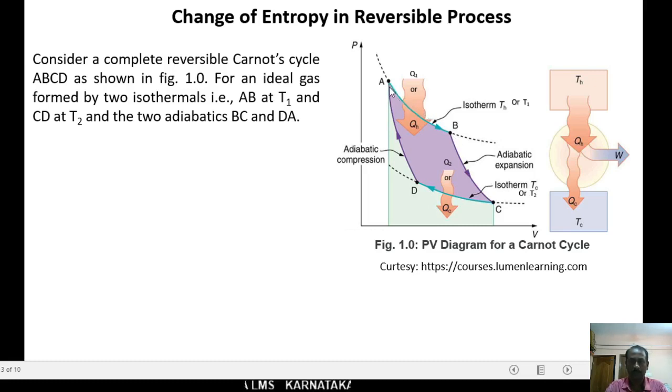Here I repeat, AB is one of isothermal curve which is at temperature T1 or TH. TH stands for thermal, that means heat absorption, or simply say T1. And one more isothermal curve is CD, which is at temperature T2, isothermal temperature T2, and two adiabatics BC and DA.